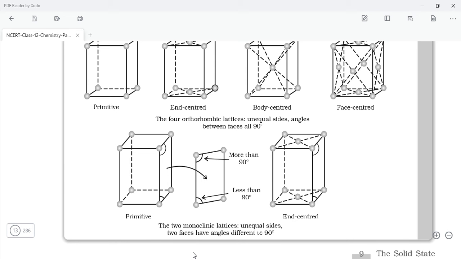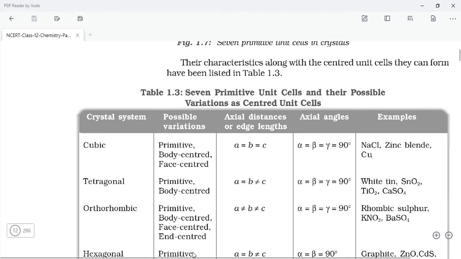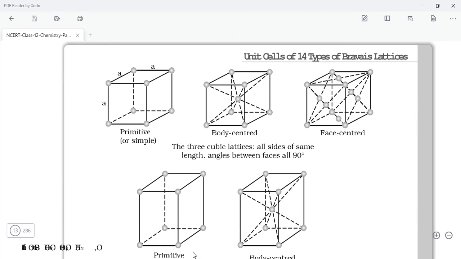Hello. As we have already talked about the crystal system, possible variations, axial distances or edge lengths, axial angles, and their examples, and also about these unit cells, the 14 types of Bravais lattice.